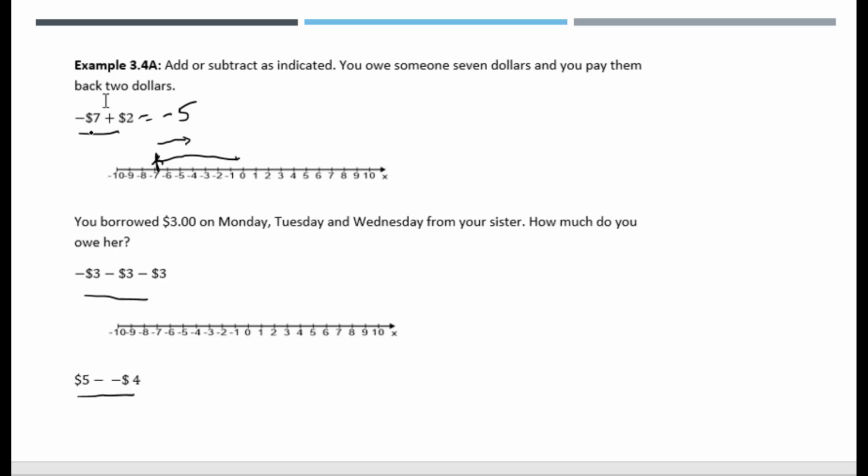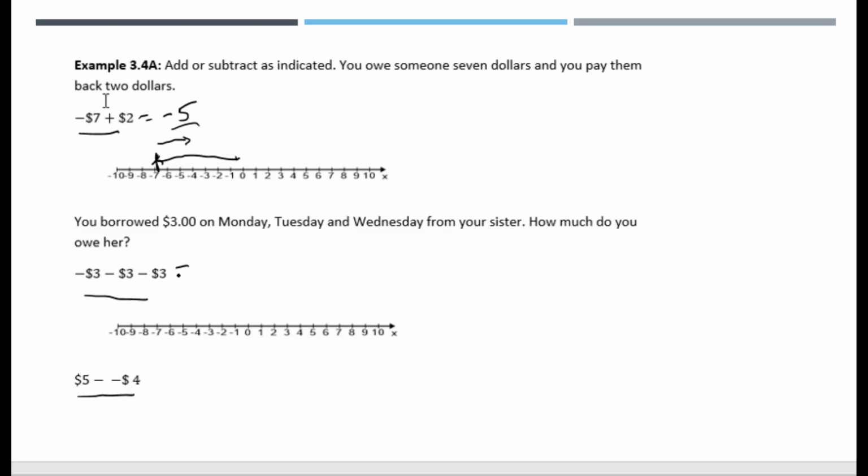You lose $7 and you paid them back 2. You gave somebody $7, you borrowed it and paid them back 2. That would be, you still owe them 5. You borrowed $3 on Monday, Tuesday, and Wednesday from your sister. How much do you owe her?